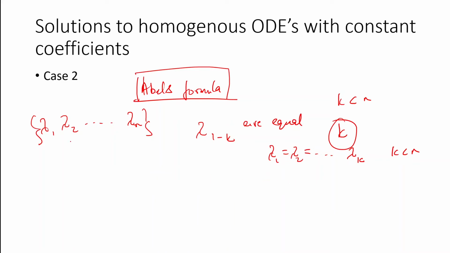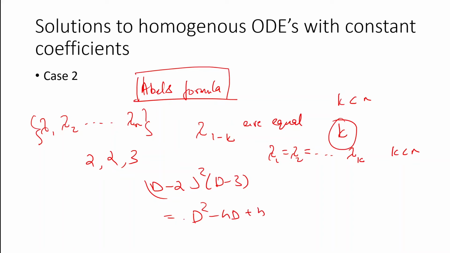Let's reconstruct an equation. Say we have roots 2, 2 and 3. So we have something like this: (D minus 2) squared times (D minus 3), which is equal to (D squared minus 4D plus 4) times (D minus 3). Leave it. So we have (D minus 2) the whole square into (D minus 3) y equal to 0. This is our differential equation, and our solutions which we get are 2, 2, 3.